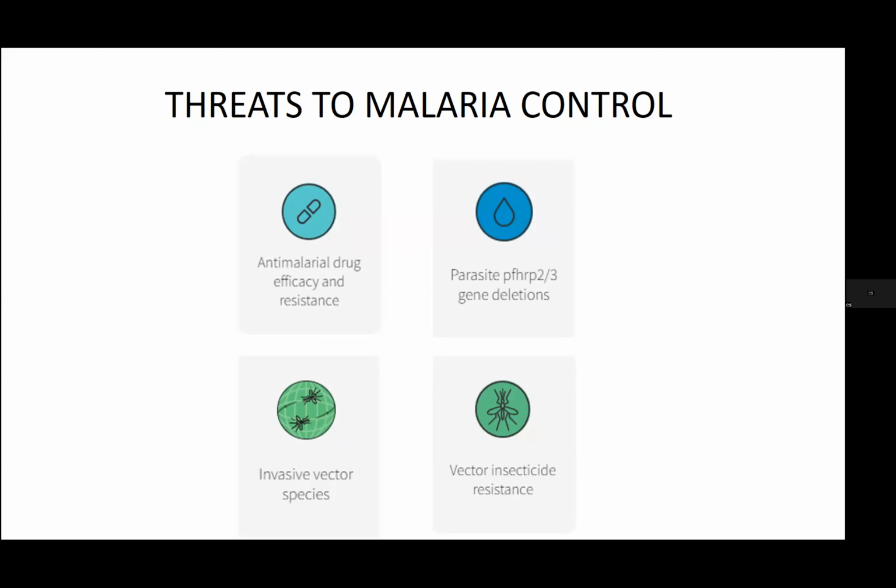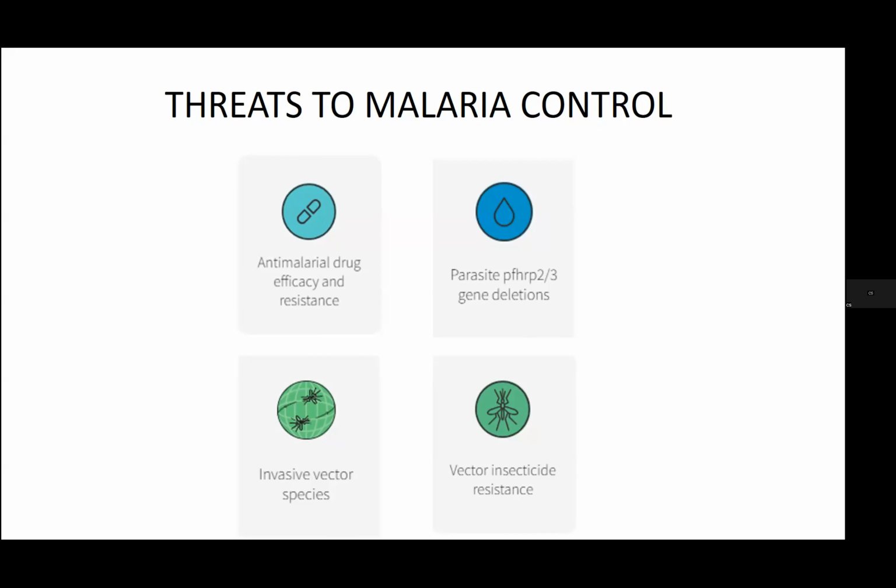However, just a word now on vector insecticide resistance. Insecticide-treated nets and indoor residual spraying are critical elements of malaria prevention programs. But due to exposure to sublethal doses, mosquitoes have genetically adapted and are resistant to insecticides.